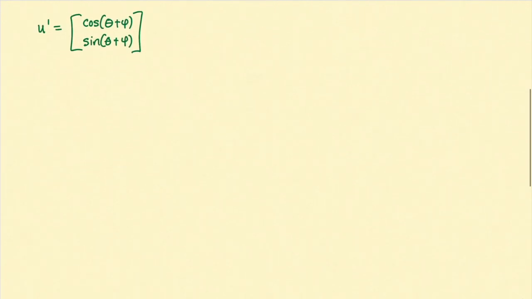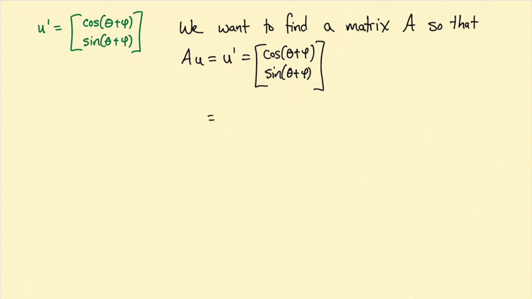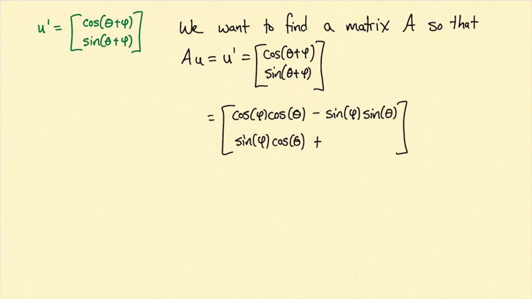If we think about u prime as the result of applying a matrix transformation to the vector u, then there should be some matrix A so that A times u is equal to u prime. Using the basic trig identities, we can rewrite the x-coordinate and the y-coordinate as cosine phi cosine theta minus sine phi sine theta, and sine phi cosine theta plus cosine phi sine theta.